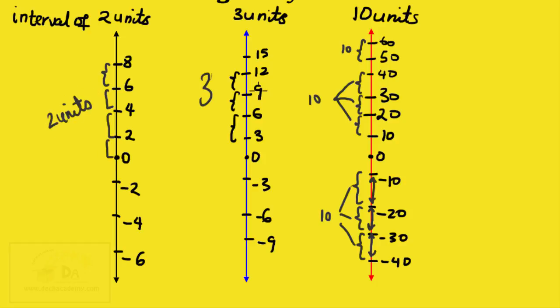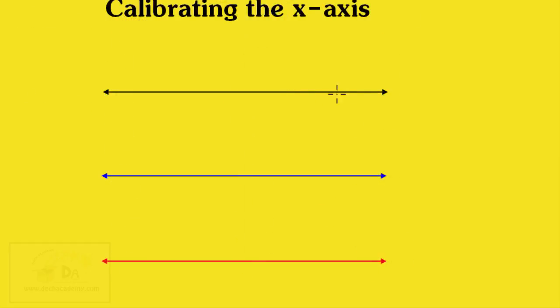This is just revision for you. This is something you've done in junior secondary school. So let's move on to the calibration of the x-axis, which is a very similar process. So here's one x-axis. Say the origin is at the center. We have a value of 0 at the center.